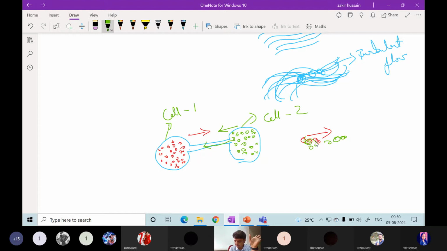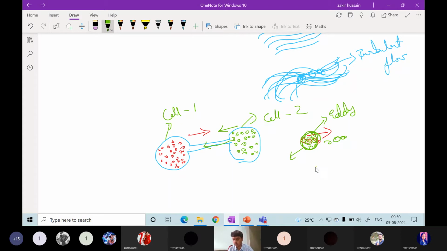Whenever these are interacting like this, small packets will be formed due to their interaction. Not just abrasion, due to the interaction, small packet-like agglomerates will be formed. So these are called eddies. As packets, they will be moving together. So these are called eddies.